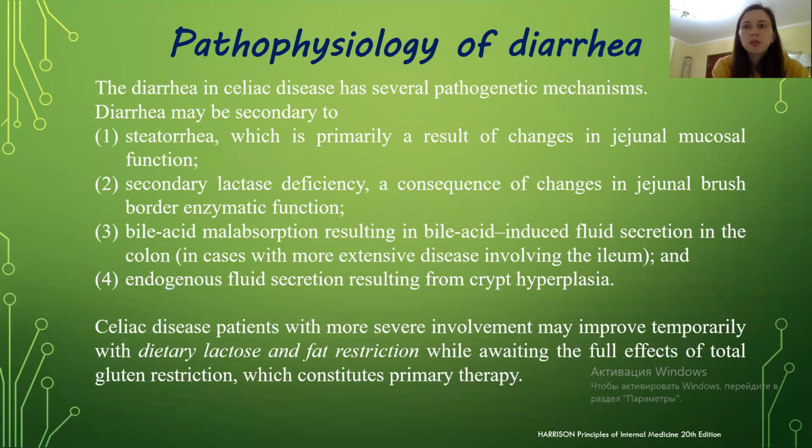And pathophysiology of diarrhea. The diarrhea in celiac disease has several pathogenetic mechanisms. Diarrhea may be secondary to steatorrhea, which is the primary result of change in the immune mucosal function, secondary lactase deficiency as a consequence of change in the brush border enzymatic function. Next, bile acid malabsorption resulting in bile acid-induced fluid secretion in the colon. And next, endogenous fluid secretion resulting from crypt hyperplasia.